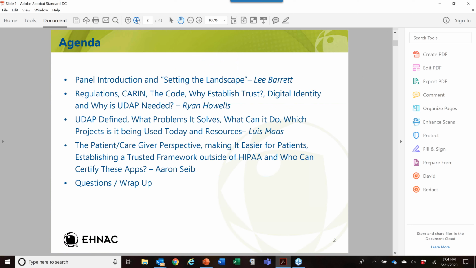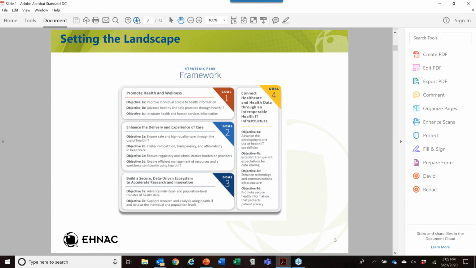And then you're going to hear from Aaron Seib on the patient caregiver perspective and how we're trying to make it easier for patients to establish this whole trust framework outside of HIPAA. And the whole issue around which organizations can look to certify this, and what's going on from that perspective. So we're going to really try to put all of this in perspective for you. With that as the agenda that we're going to walk through, let me introduce our panel.